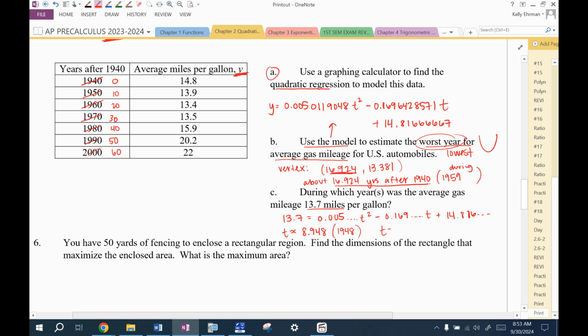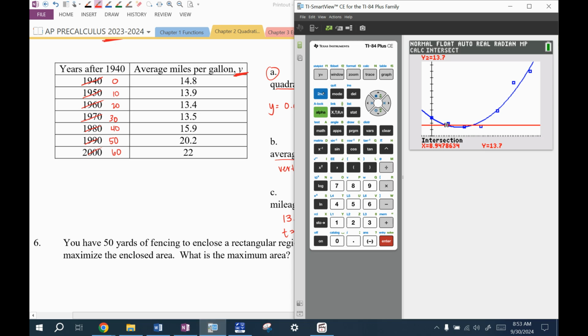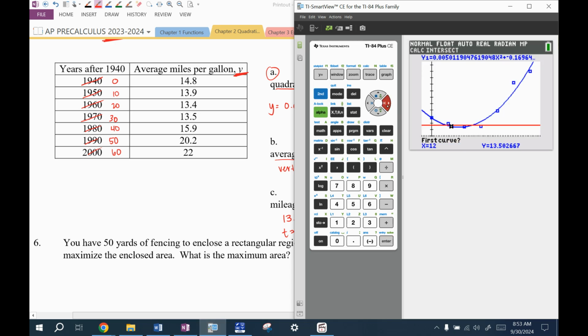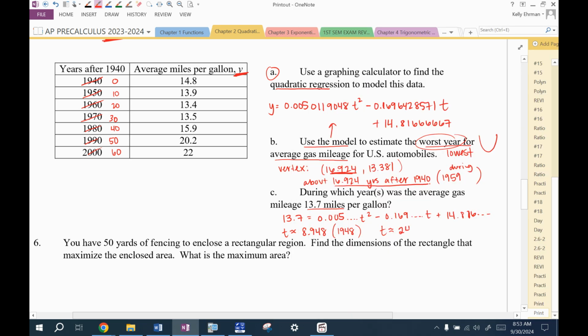And then the other T value, I have to go second, trace, intersect. To do that again, move your cursor so that it's closer to the other intersection point. And then enter, enter, enter. And this one says 24.900. And again, that would be 24 years after 1940. So that'd be like 1962, during 1962. Okay.